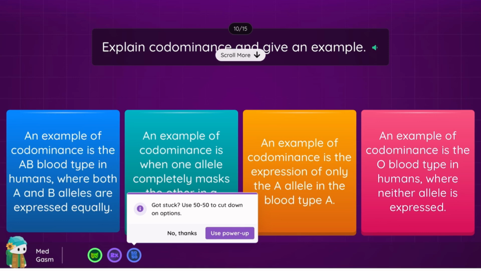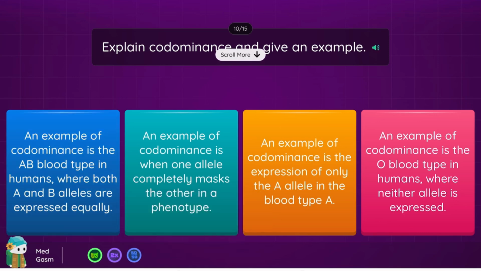Option 3. An example of codominance is the expression of only the A allele in the blood type A. Option 4. An example of codominance is the O blood type in humans, where neither allele is expressed.